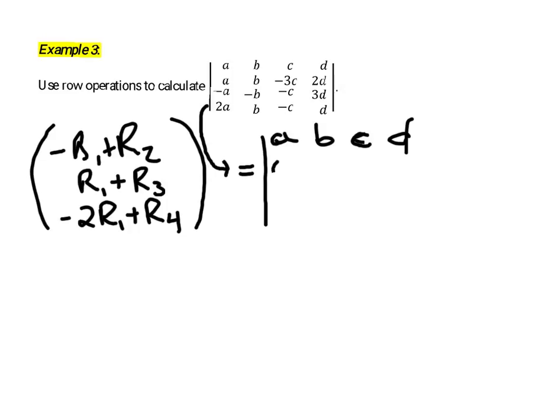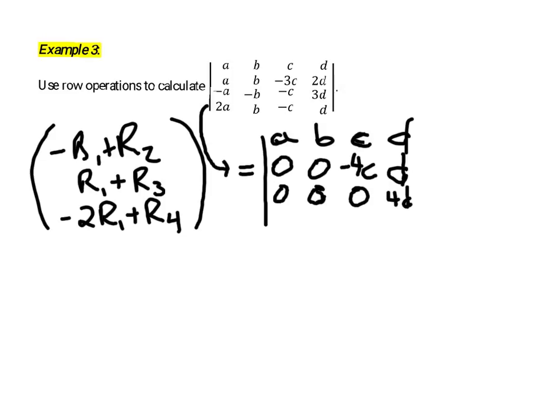So negative A plus A, negative B plus B, negative C plus negative 3C, so that's negative 4C here. Negative D plus 2D gives us 1D here. Okay, in row 3, we're doing row 1 plus row 3. So A plus negative A, B plus negative B, C plus negative C, gives me 0. And D plus 3D, so that's 4D.